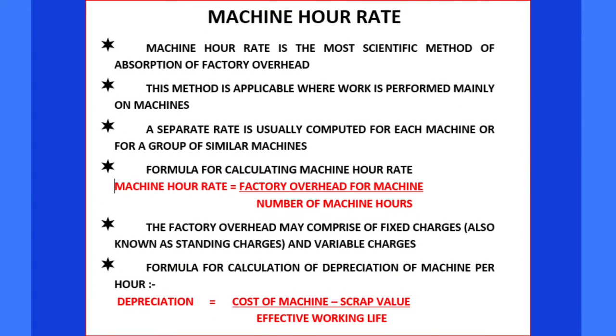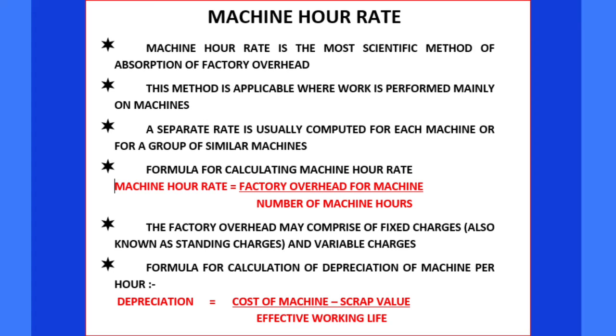An explanation about machine hour rate. It is the most scientific method of absorption of factory overheads. This method is applicable where work is performed mainly on machines. A separate rate is usually computed for each machine or for a group of similar machines. And here I have given you the formula once again. Formula for calculating machine hour rate is factory overheads for machine divided by number of machine hours.